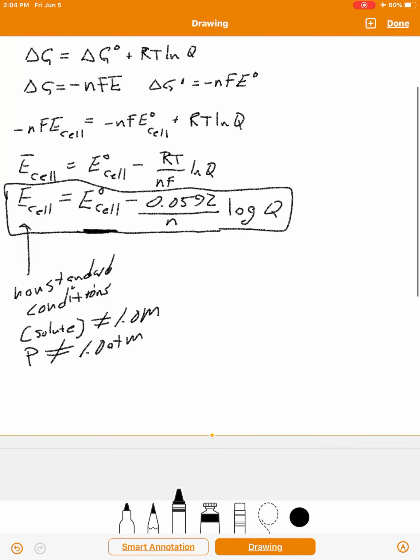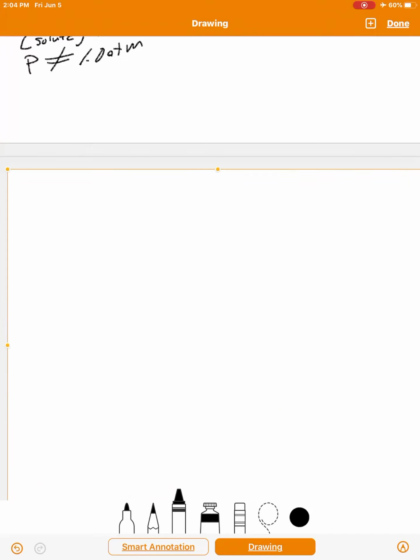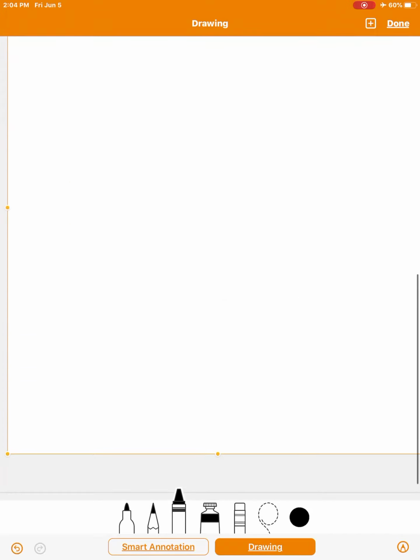It's so useful that it has a name. It's called the Nernst equation. So not all the equations that we use in this course in chemistry have names, but this one actually does. It's called the Nernst equation. It's a very useful equation. So now let's take a look at just a brief little example of how we use it.